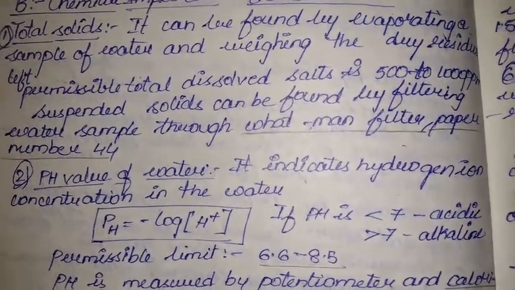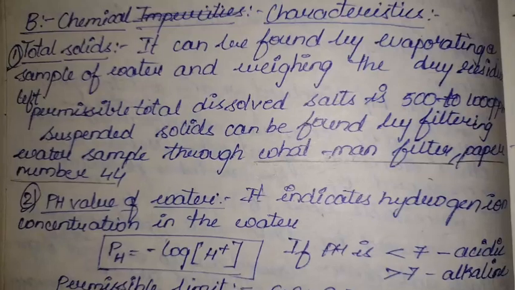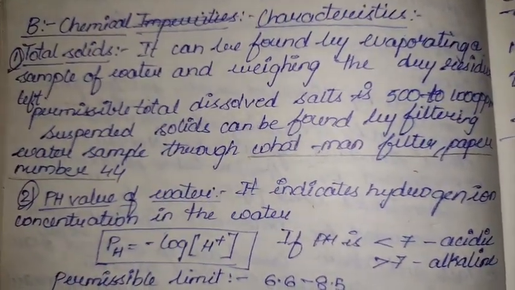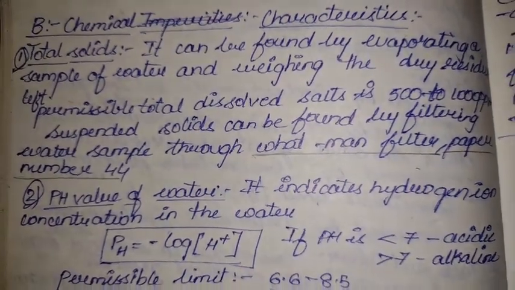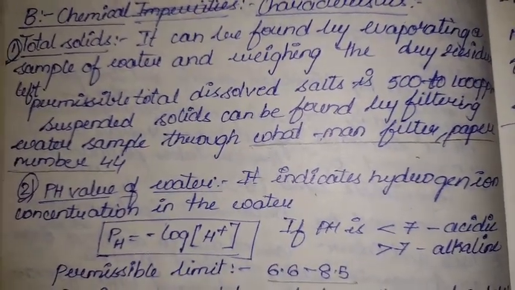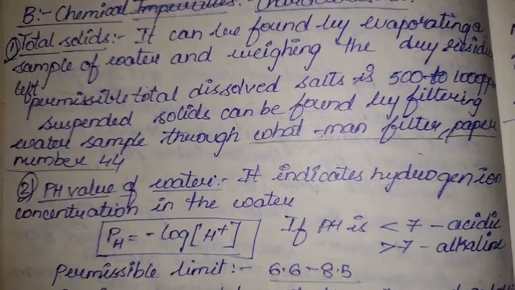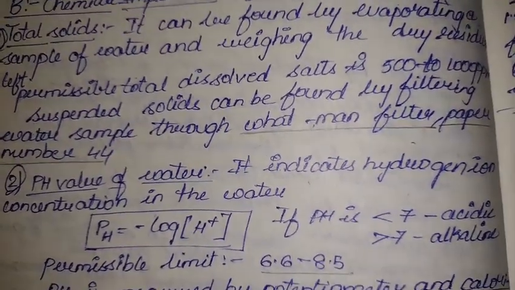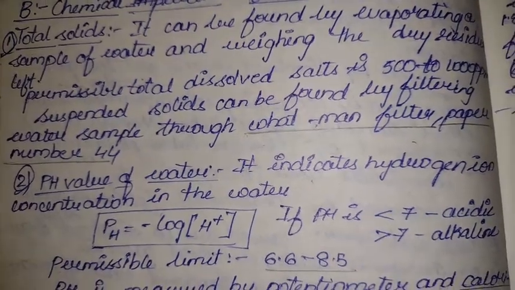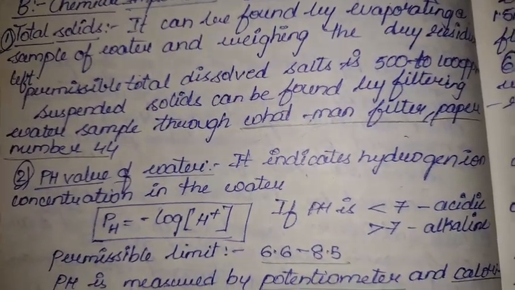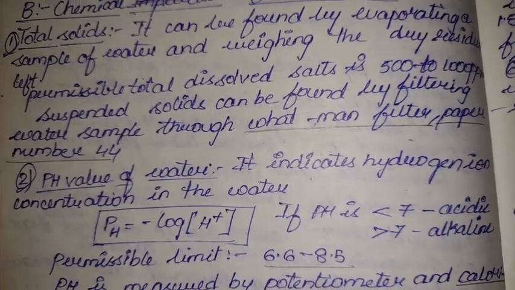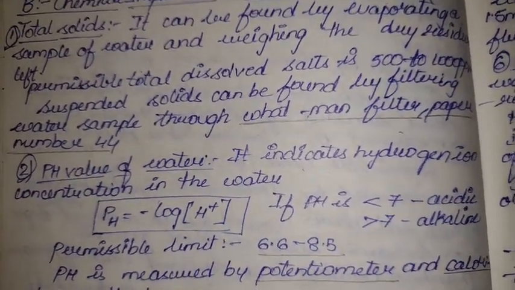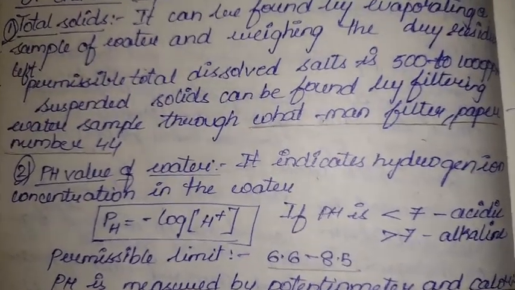As we discussed in the previous video, we have suspended matter and also dissolved matter in the water. Suspended solids are those which can be seen with our naked eye, and dissolved are those which are completely mixed with water. Whenever we evaporate, the water will be evaporated and the dry residue will be left. Whatever the dry part is, that is the total dissolved salts. That should be from 500 to 1000 ppm. These are the acceptable limits for that.